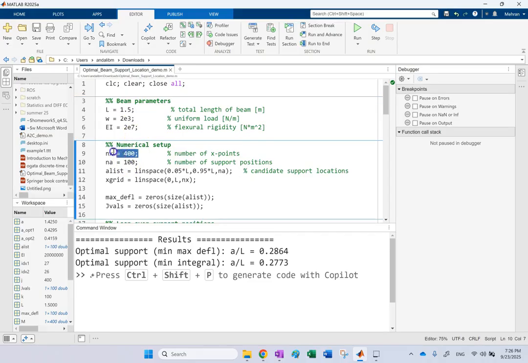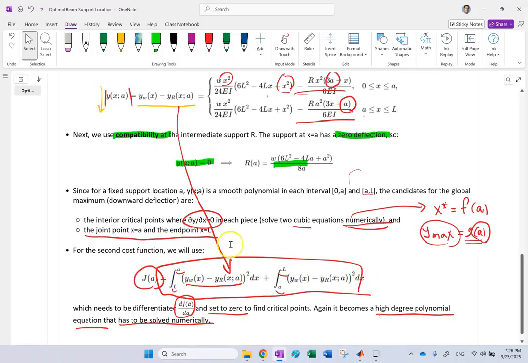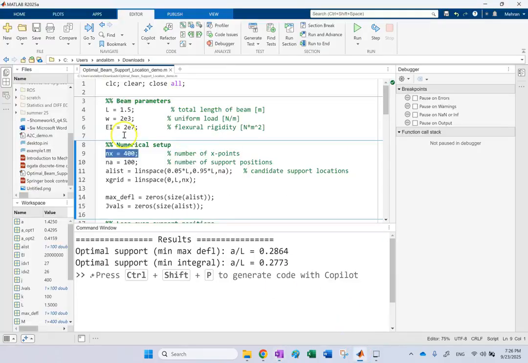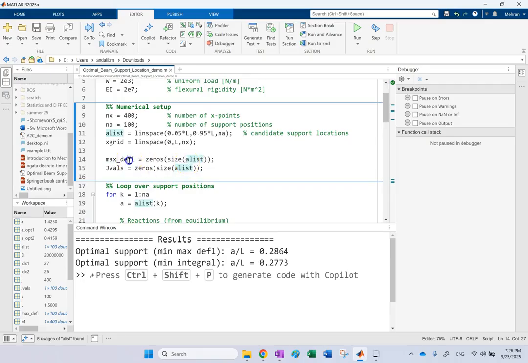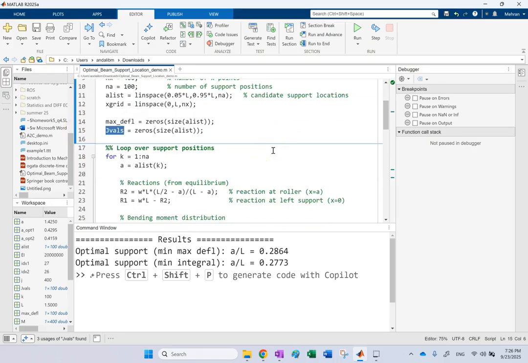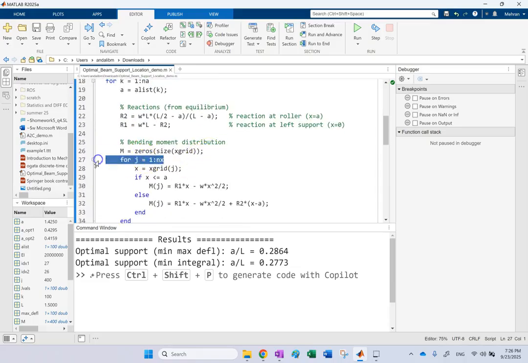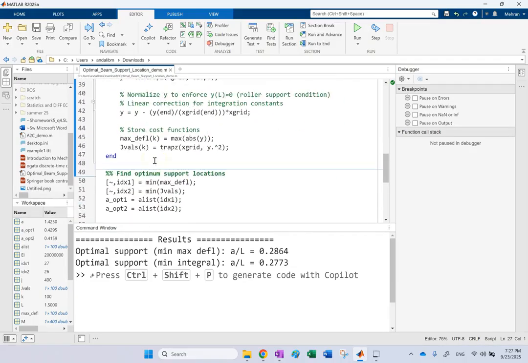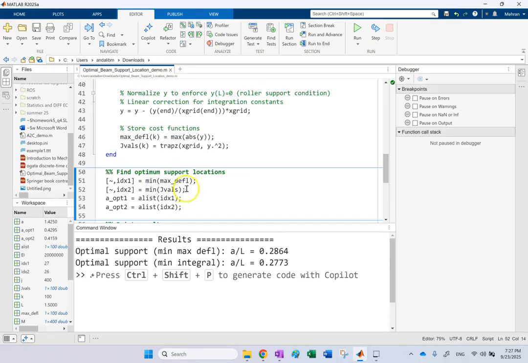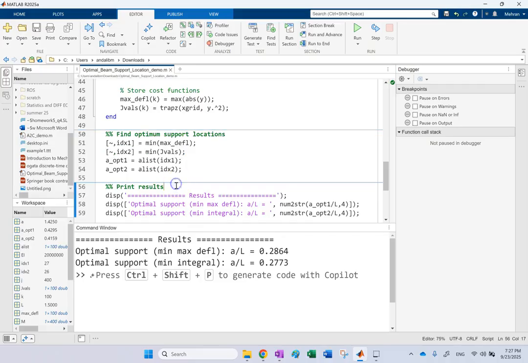And then to perform my integrations and to find the derivative of y with respect to x, set it to 0, I need a bunch of x values. And here I use 400 x values along the beam. And you see here, this cost function stores the value of y maximum. This cost function stores the value of the integral of y squared over the whole beam. And you see here, I'm using a loop over a loop over x, and I'm storing everything and then using my min functions for max y and for the integral function, and then showing you the results.